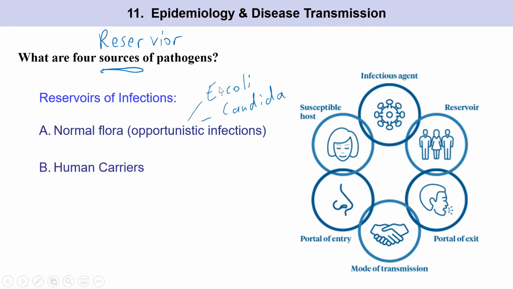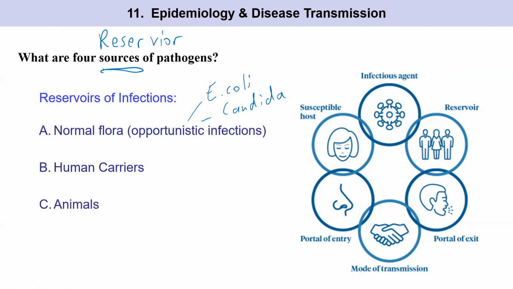Number two, human carriers. Those are the most common types. You can think about all your sexually transmitted infections. You can think about lots of respiratory infections such as the cold, COVID, influenza, those kind of things. The list goes on and on. And like I said, that's usually the easiest category for people to know examples for.